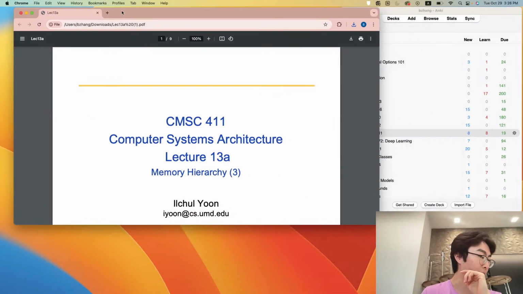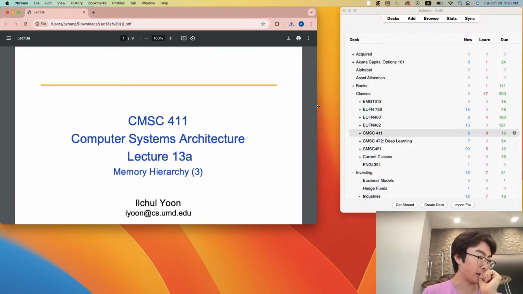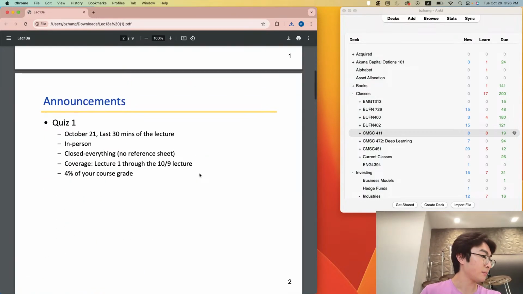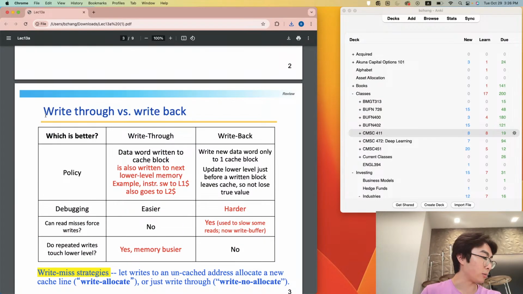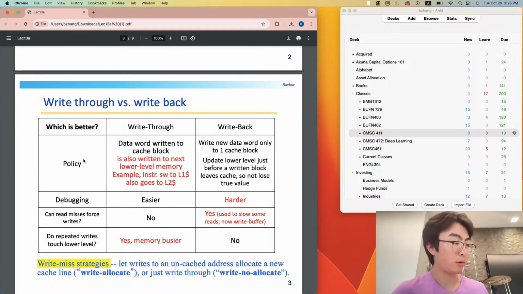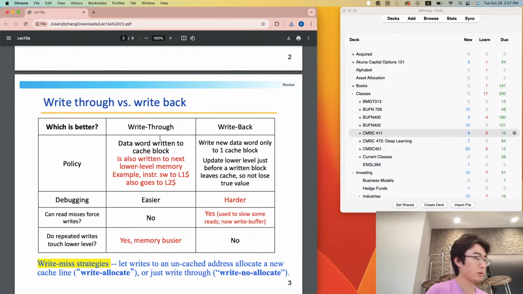Okay, well, here is a very nice, simple 9 slide. Okay, so write through versus write back. So this is a write through versus write back cache, right? So data word written to cache block. Okay, so I think with the write through, you're always writing to memory anytime you're writing to a block. And then write back is you're writing to memory every single time a block leaves the cache.